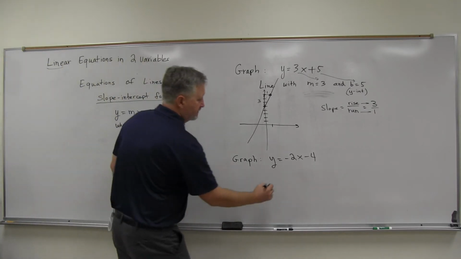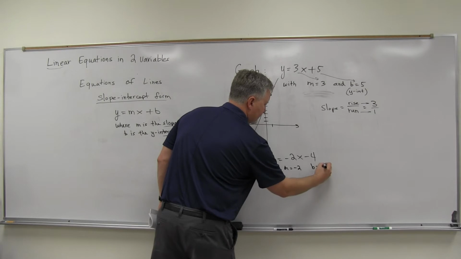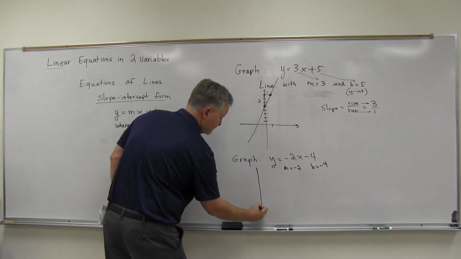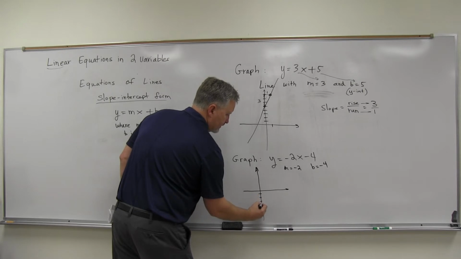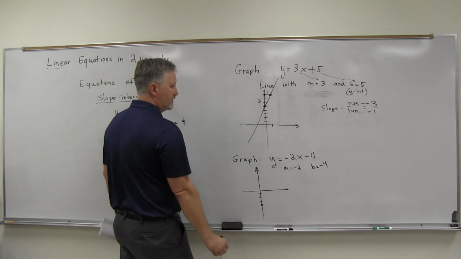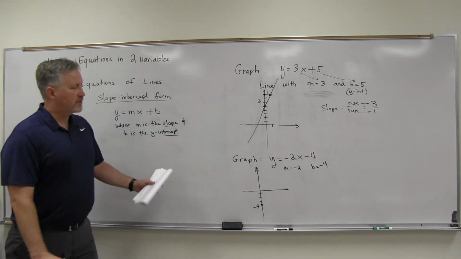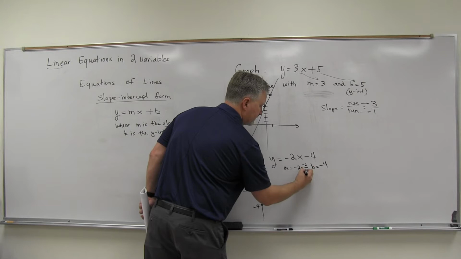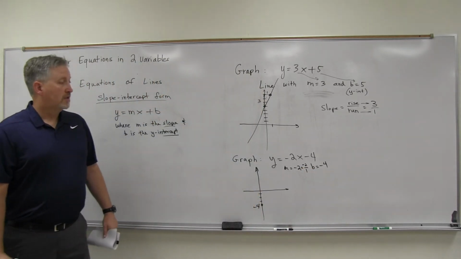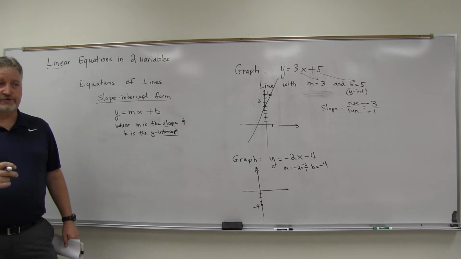All right, so this one we've got the m is negative 2 and the b is negative 4. And so my graph, and I know it's a line, so we go down 4. That's going to be the y-intercept, negative 4. And then my slope's negative 2, or negative 2 over 1. What does that mean? Down 2 over 1. Rise is negative 2, run is 1, so it'd be down 2 and over 1.